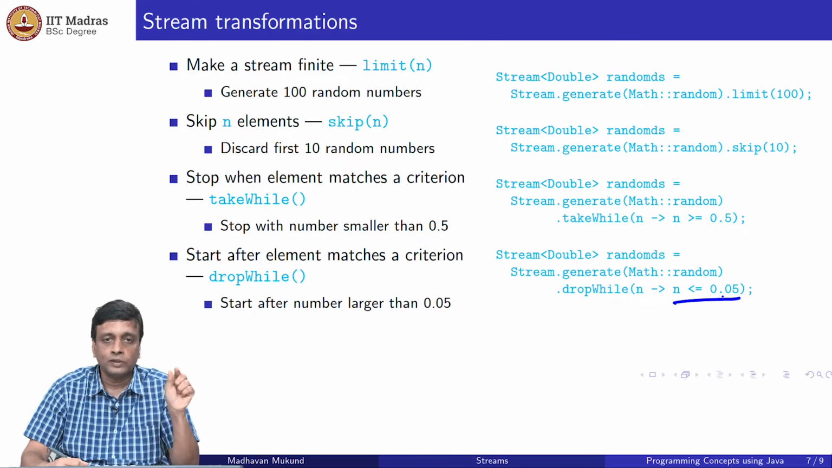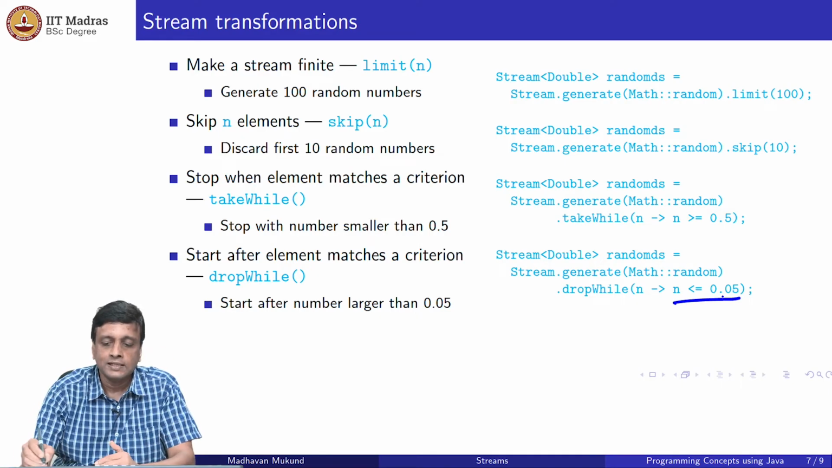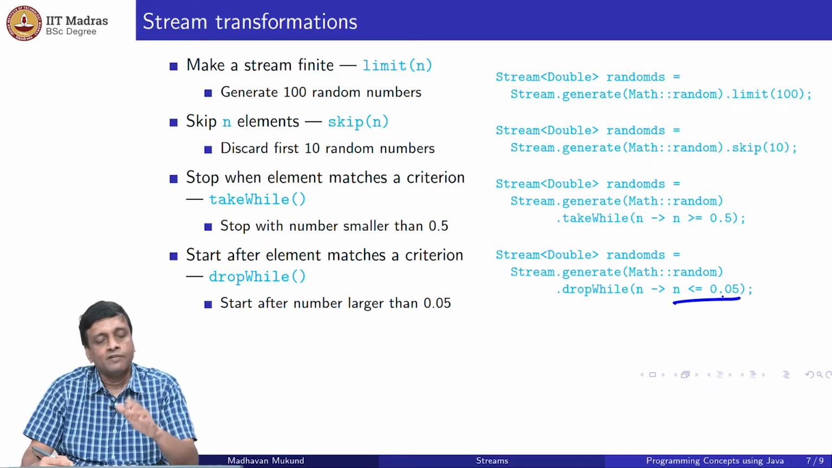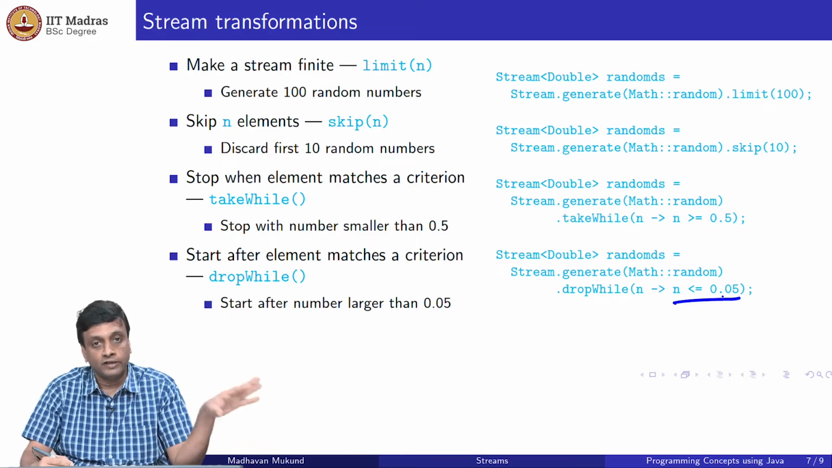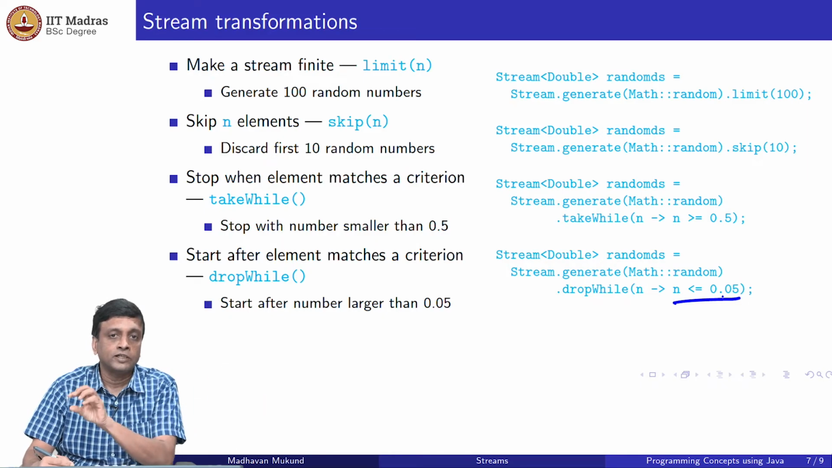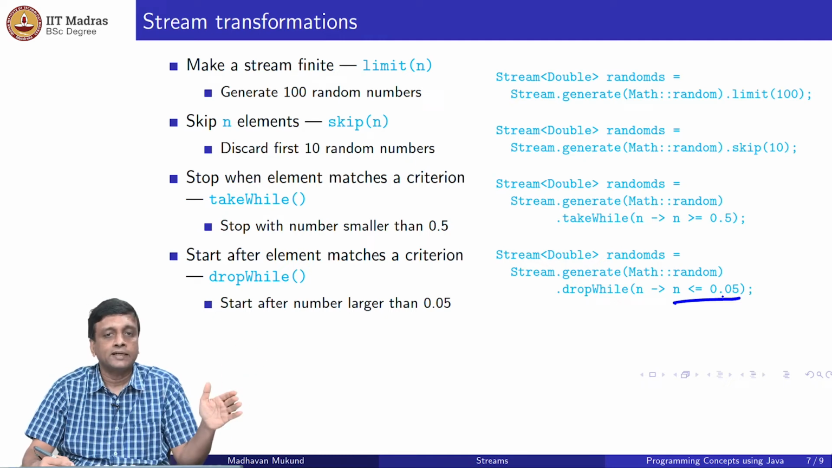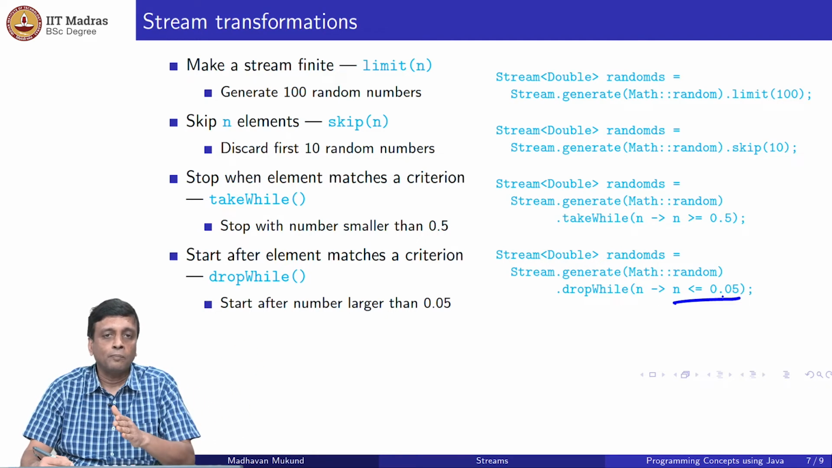Remember that this is only indicating the termination point. So takeWhile says the moment I see a number which is smaller than 0.5, stop. Even if I see bigger numbers after that, it's not a filter; it's different from filter. What filter would do is keep on applying the condition even beyond that. TakeWhile says the moment the condition becomes false, stop. DropWhile says the moment the condition becomes false, start.